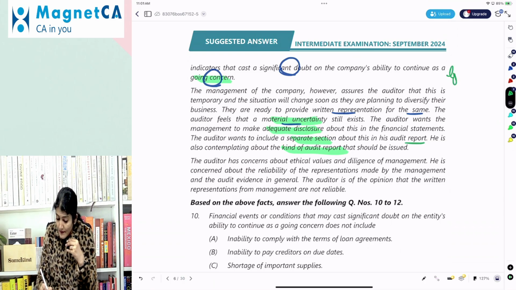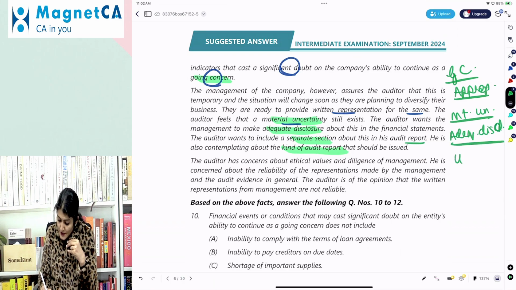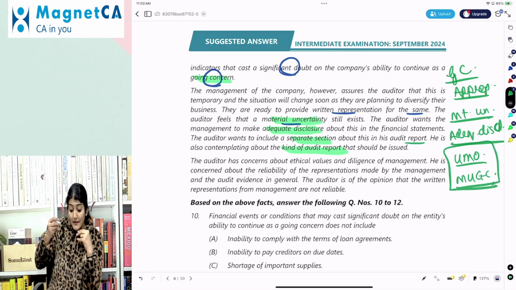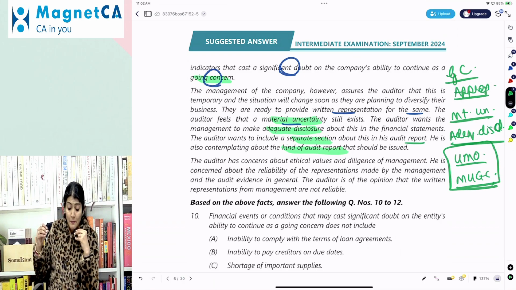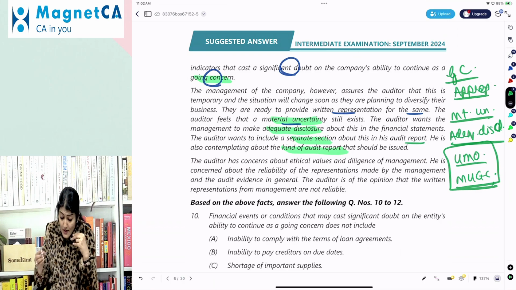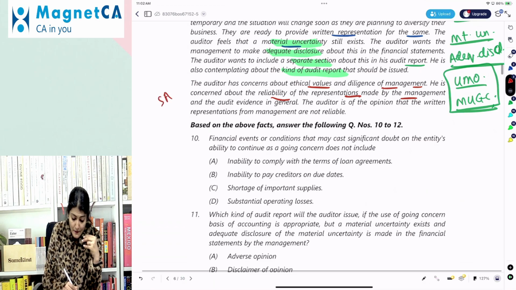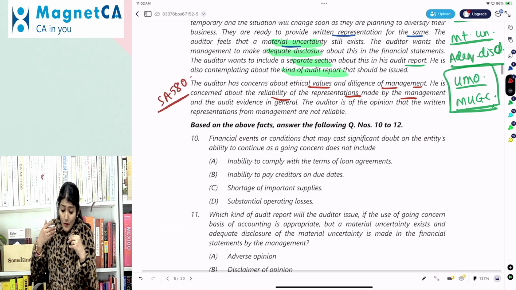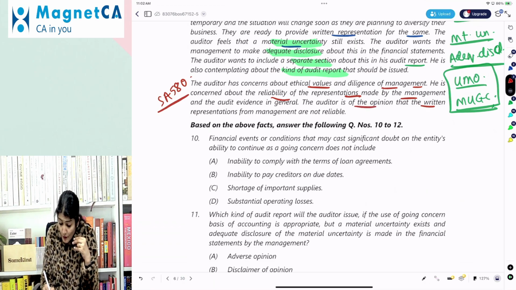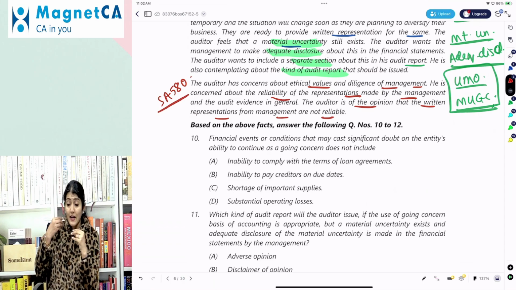Right, so going concern assumption is appropriate, but a material uncertainty exists. Management, if they have made the adequate disclosures in the financial statements, auditor, you will issue an unmodified opinion with a MUGC, material uncertainty related to going concern paragraph. Okay, right. Then auditor has concerns about the ethical values and the diligence of the management. He is concerned about the reliability of the representations made by the management and the audit evidence in general. Auditor is of the opinion that representations from management are not reliable.